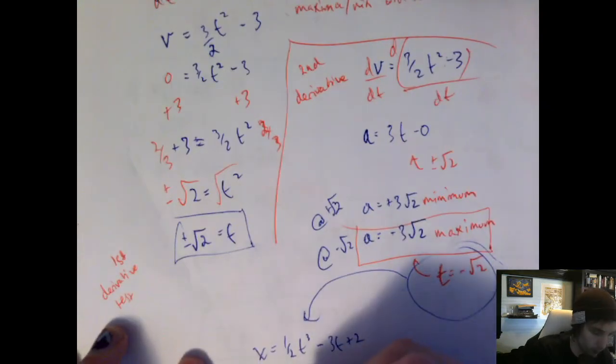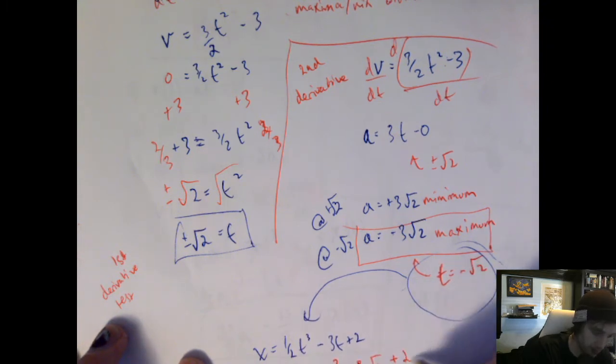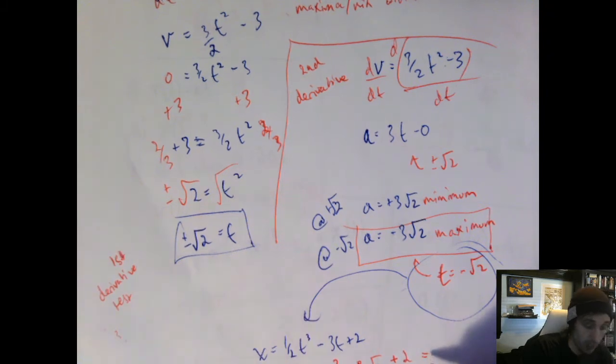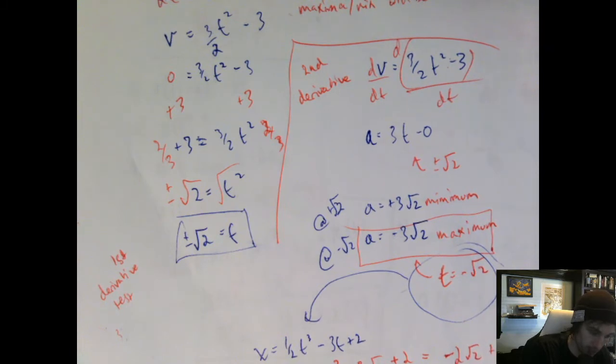So we'll have 1/2 times root 2 to the third minus 3 root 2 plus 2, which 1/2 over root 2 to the third is going to be 2 times root 2 divided by 2, because root 2 squared is 2. So that gives us just root 2 minus 3 times root 2 is negative 2 root 2 plus 2 meters, and there's our answer.